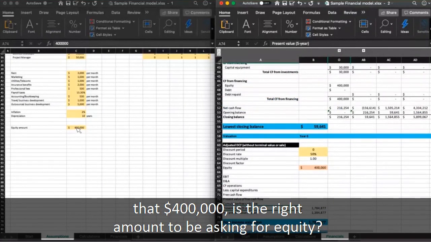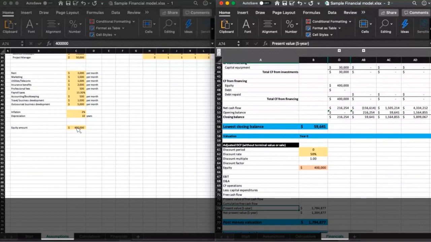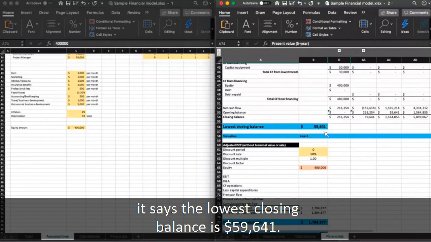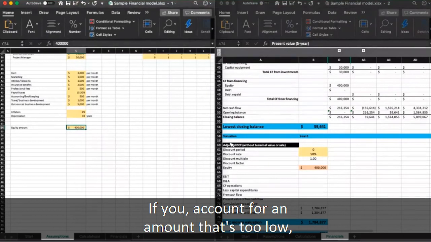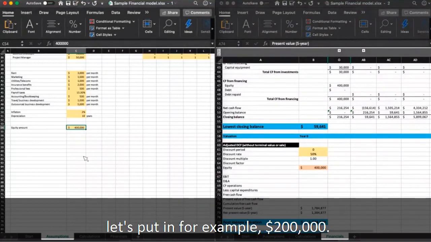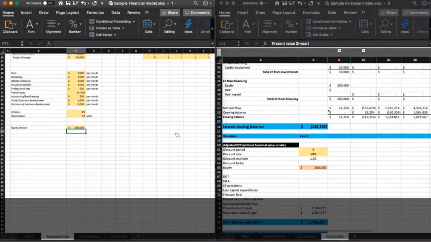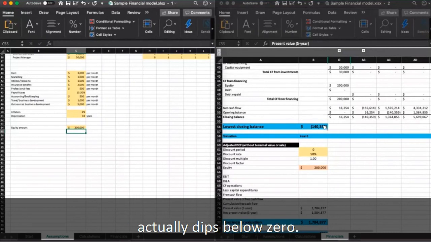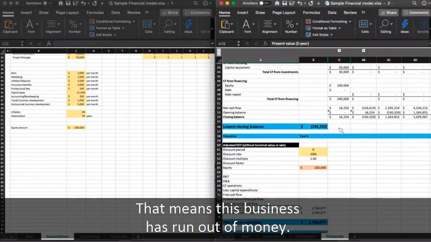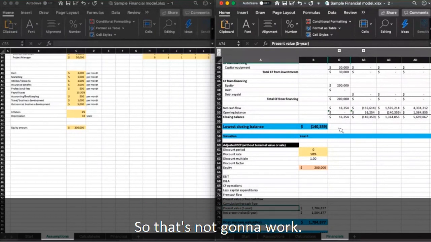So how do we know that $400,000 is the right amount to be asking for equity? Well, if we look here, it says the lowest closing balance is $59,641. If you ask for an amount that's too low, let's put in, for example, $200,000, you'll see that the lowest closing balance, this is the cash balance at the end of a certain period in the model, actually dips below zero. That means this business has run out of money and is no longer viable. So that's not going to work.